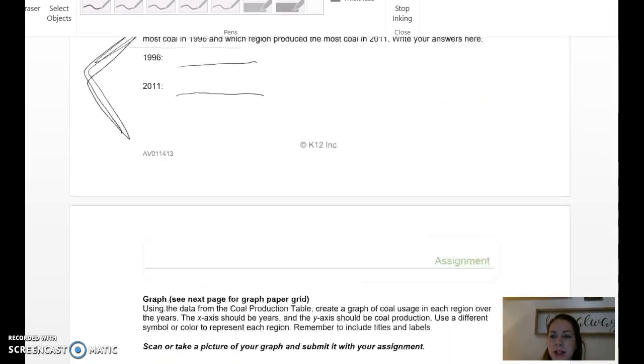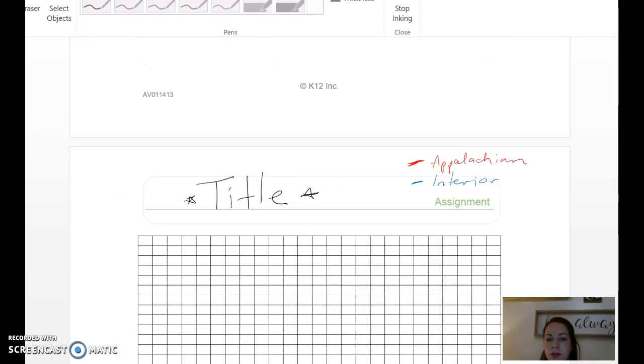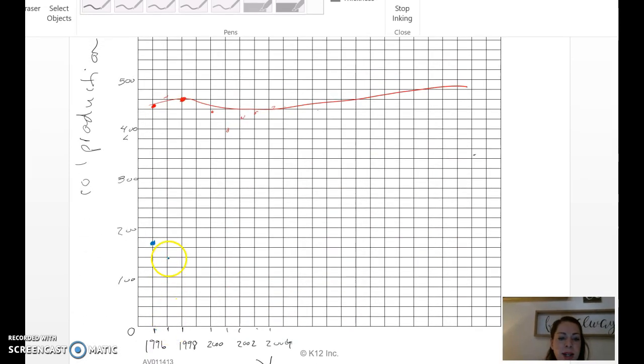Okay, let's look for 1997. 1997 is 171, so it's very close. So 1997, 171, again, like I said, very close. So we're going to do this for all the interior. We're going to have a whole bunch of plots again. I'm just making these up. Do not copy this part. Okay, and once they're all together, I'm going to connect them with a line.